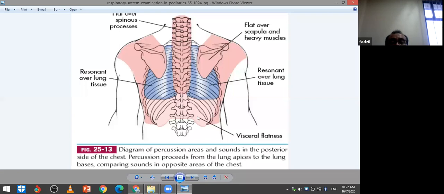Then same, eh? In children, small children, you just percuss straight downward, eh? Or even above the bone. That's why sometimes you feel a bit of dullness here, eh?